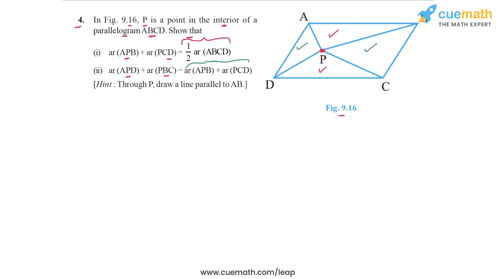Now the thing about this question is that we only have to prove the first part, because the second part actually follows directly from the first part. Because if the sum of the areas of the triangles APB and PCD is half of ABCD, so if this and this put together is half of ABCD, then the remaining area, which will be APD and PBC put together, will also be half of ABCD, and hence the sum of the areas of both pairs of triangles must be equal to each other.